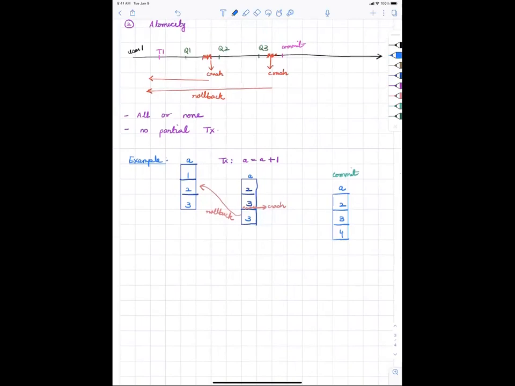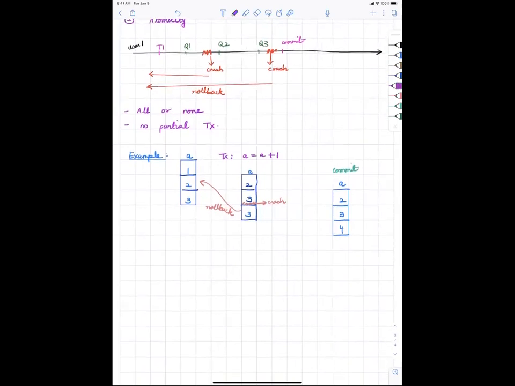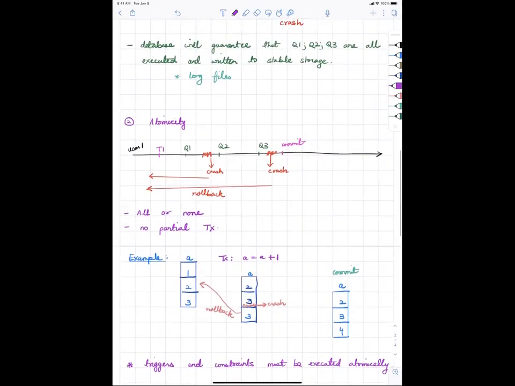And again, like I mentioned before, even triggers and constraints we've done before, they all have to happen atomically. So that's another really good example. Okay, so that is the atomic property.